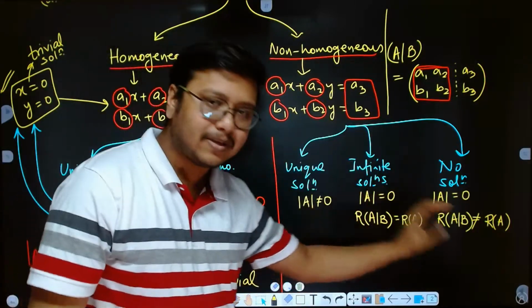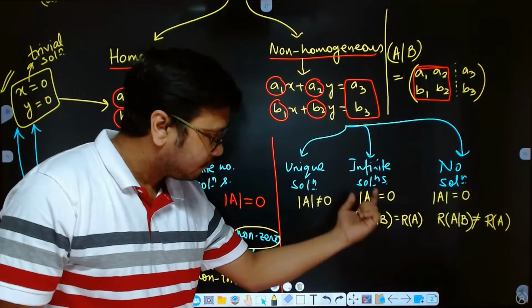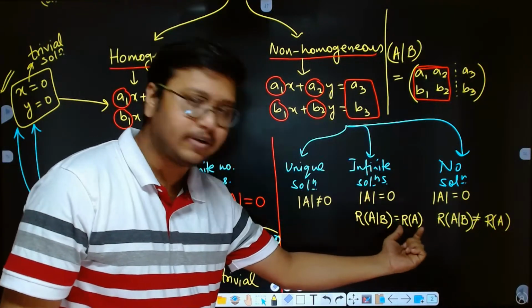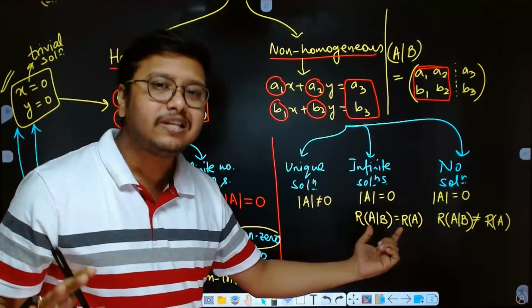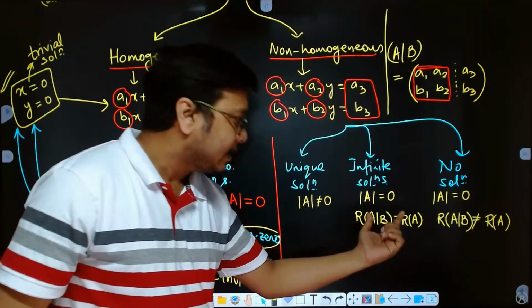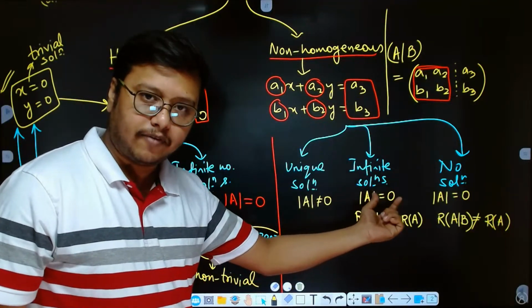Just this much condition is enough: if the rank of the augmented matrix is equal to the rank of the original matrix, obviously it will be less than the order. Then it falls under the category of infinite solutions.